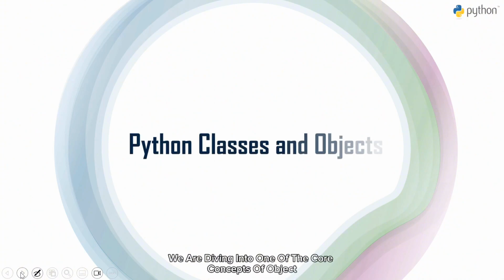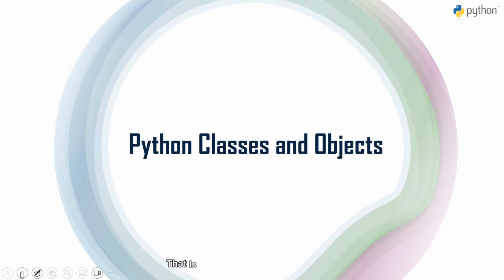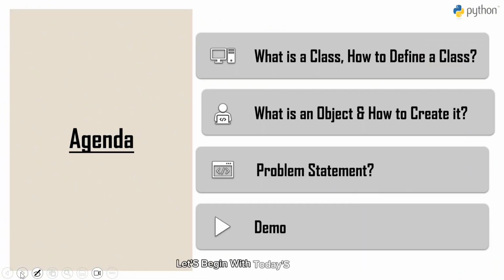In today's session of Python programming series, we are diving into one of the core concepts of object-oriented programming, that is classes and objects in Python. Let's begin with today's agenda. We will understand what classes and objects are, look at the simple problem statements, and then we'll write the code together to implement it in Python.